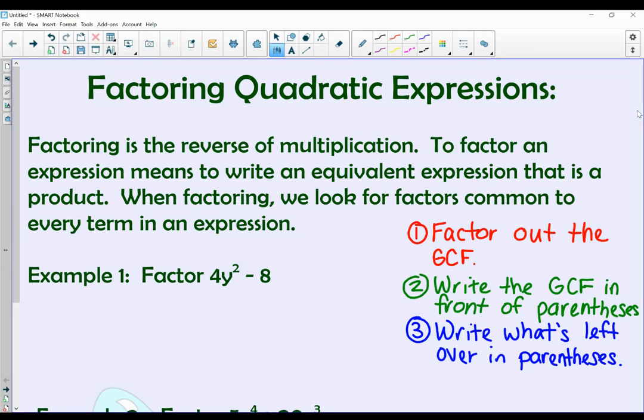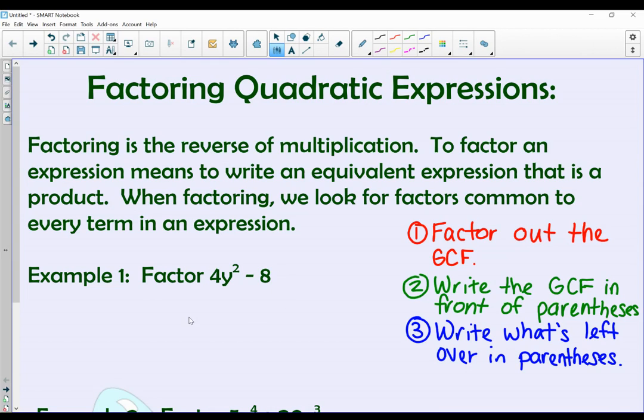All right, hi guys, welcome to our Screencastify refresher on factoring quadratic expressions. If you remember, we began by learning how to factor greatest common factor, okay?